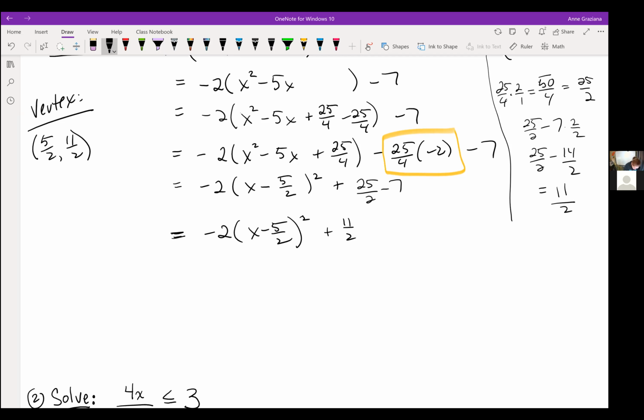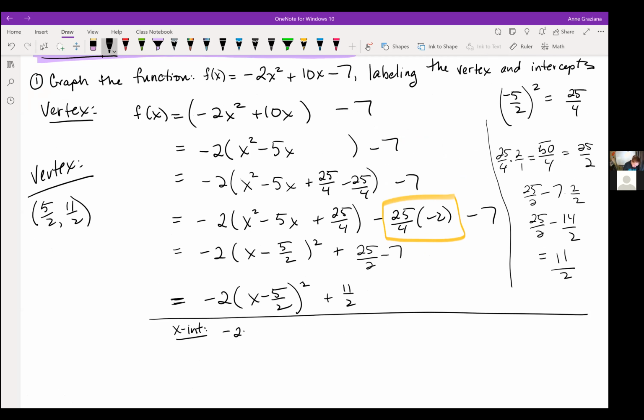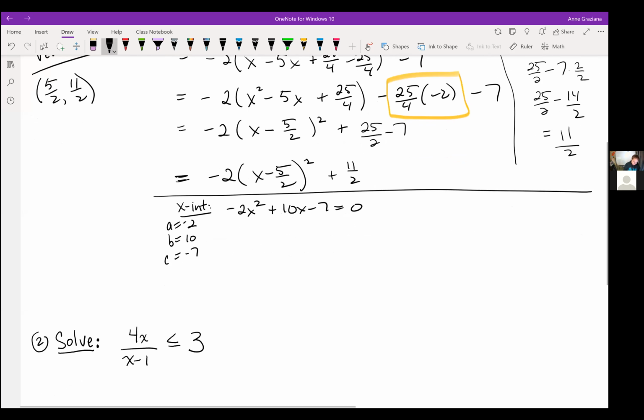All right, so now let's do intercepts. Okay, so the x-intercepts, I'm going to take the original problem, which is negative 2x squared plus 10x minus 7, and set it equal to 0. But I will tell you right now that this does not factor. We have to use the quadratic formula. So I picked this so we could review a bunch of stuff, to be honest. Would I make this a test question? Unlikely. There's a lot of parts to it, a lot of moving parts here.